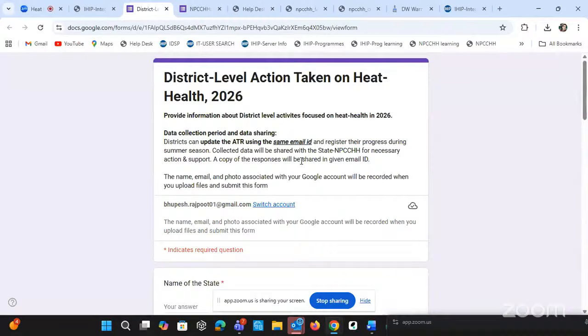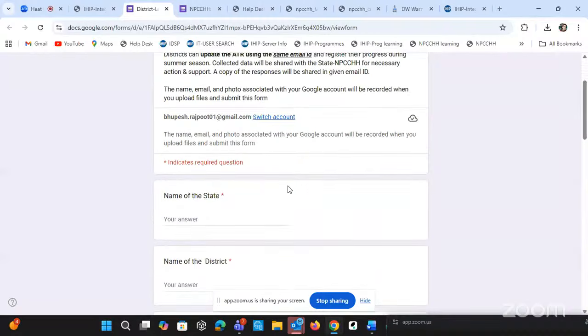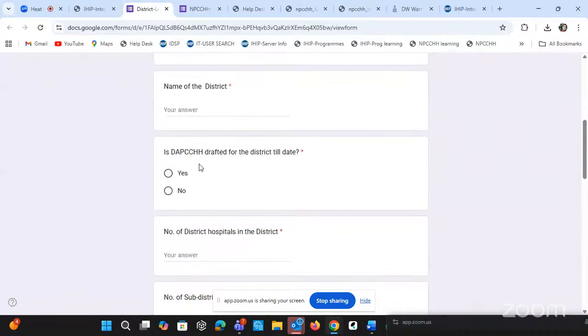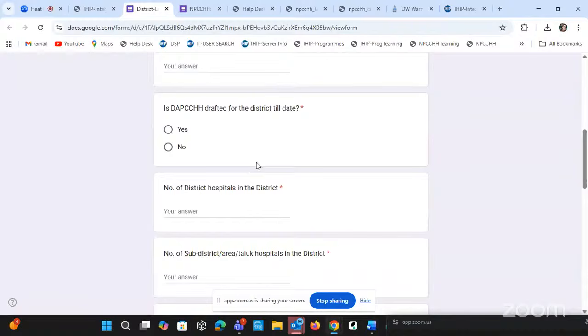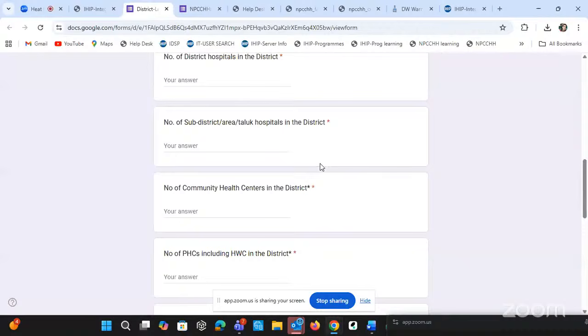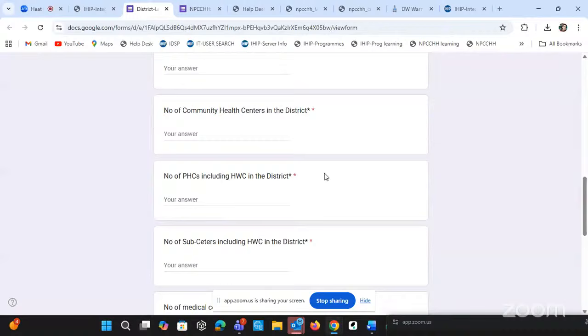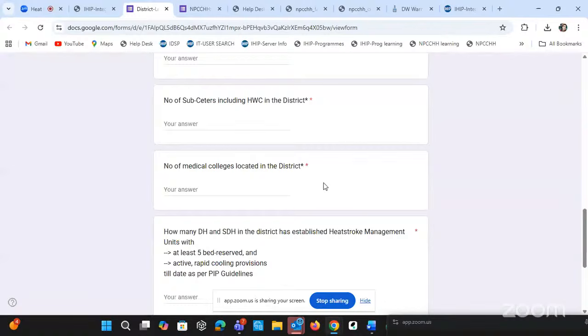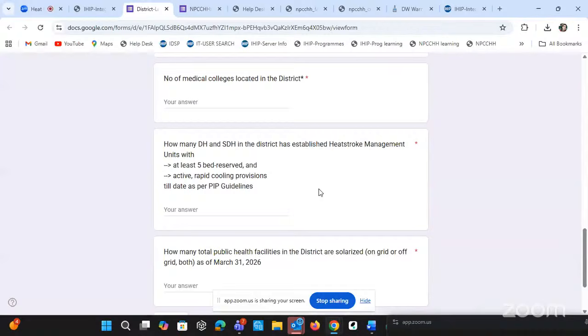Similar to the preparedness assessment for a facility level, there is also a district level assessment, which has to be filled by the district nodal officer. This includes a few routine questions about action plans, number of hospitals, number of heat stroke rooms functional in the district, and other questions regarding preparedness. This is all based on the advisory shared by the government and the Department of Health and Family Welfare from time to time.